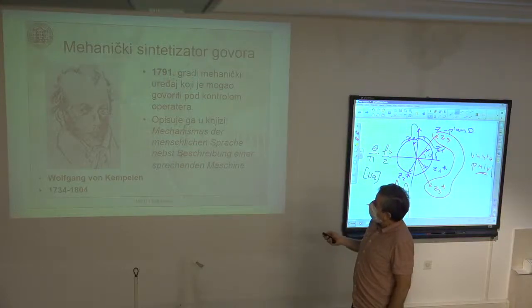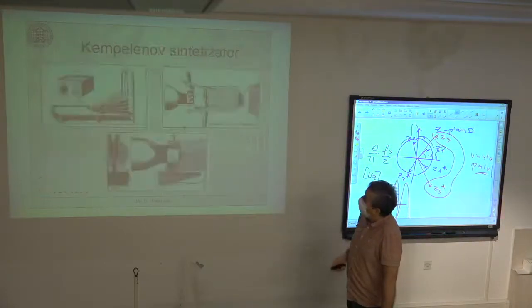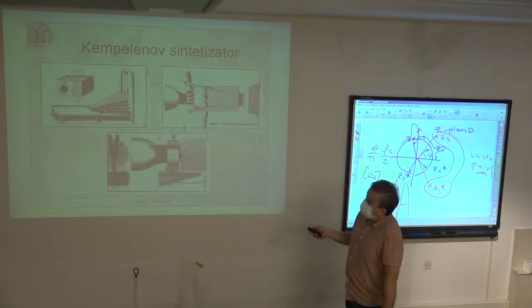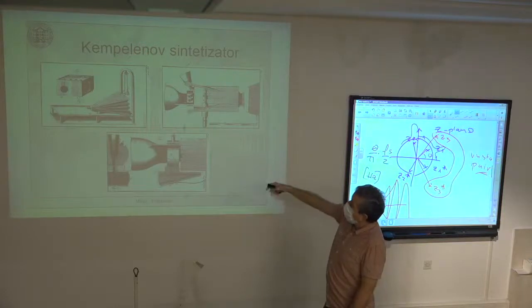And it was described in one book, Mechanismus der menschlichen Sprache, nebst Beschreibung einer sprechenden Maschine. And these are the plots from this book that describe how to construct such a mechanical model for speech production. This bellows would imitate the lungs.